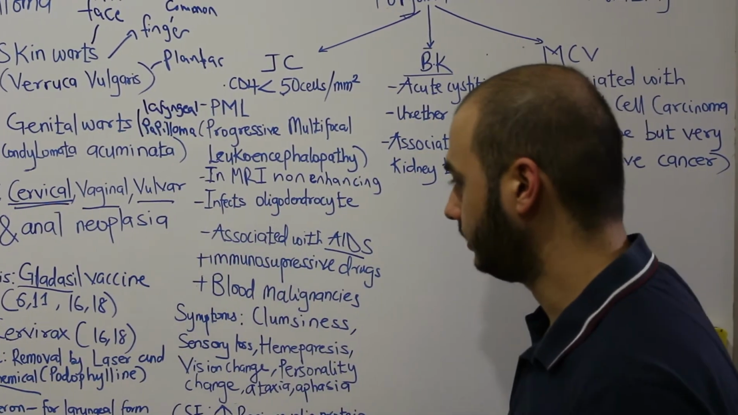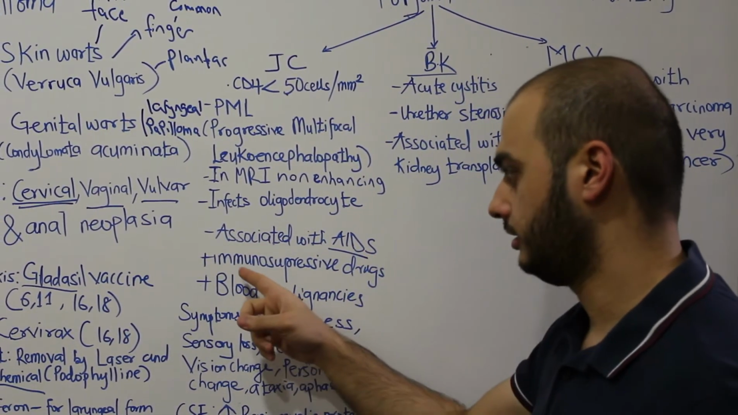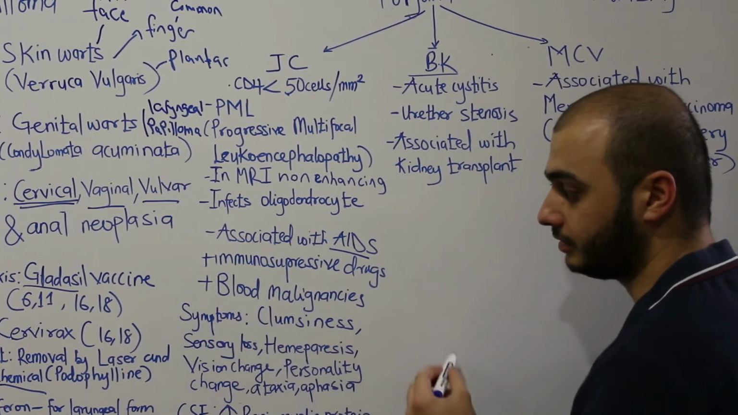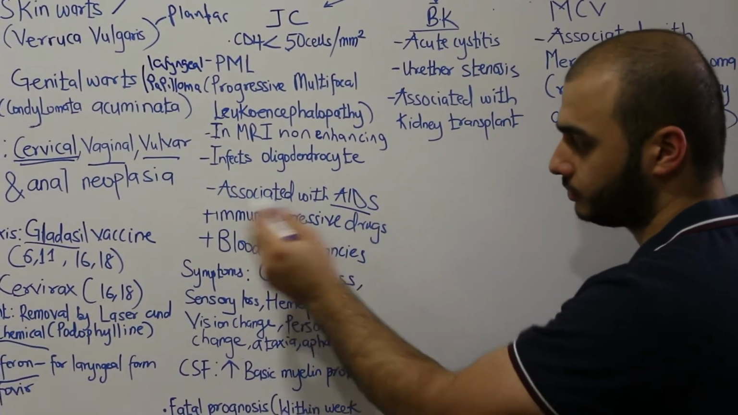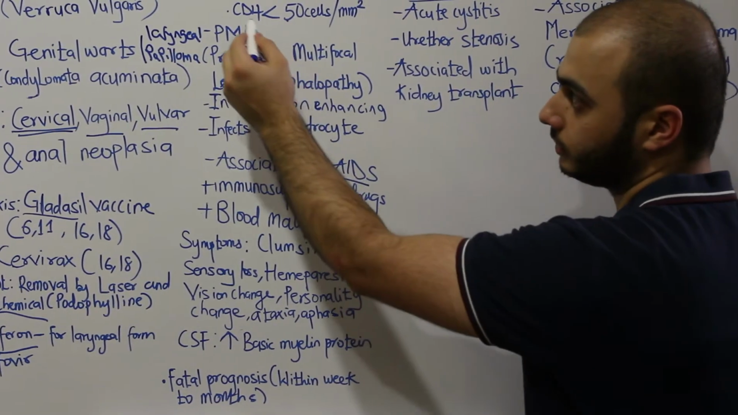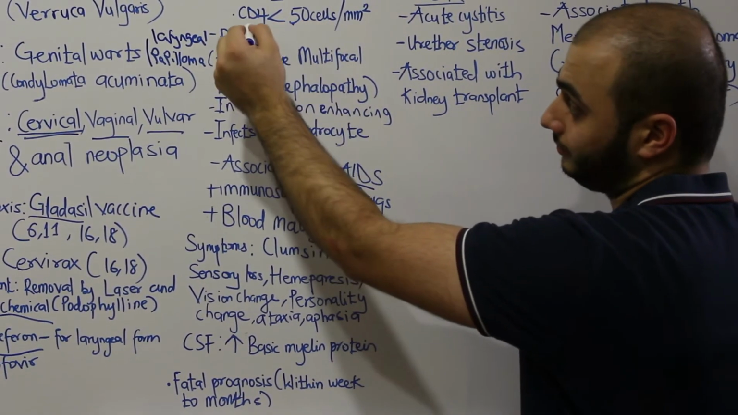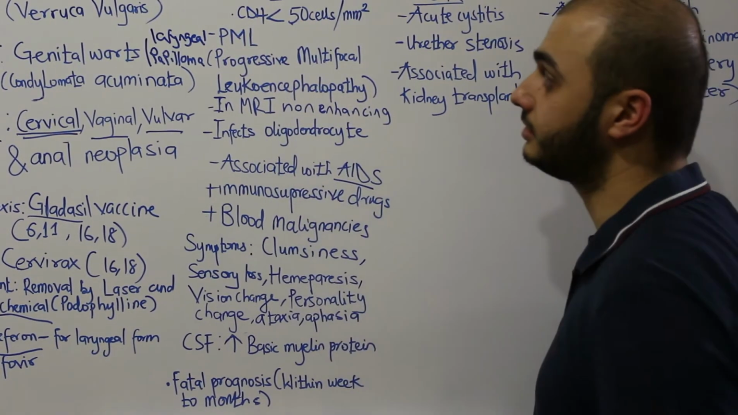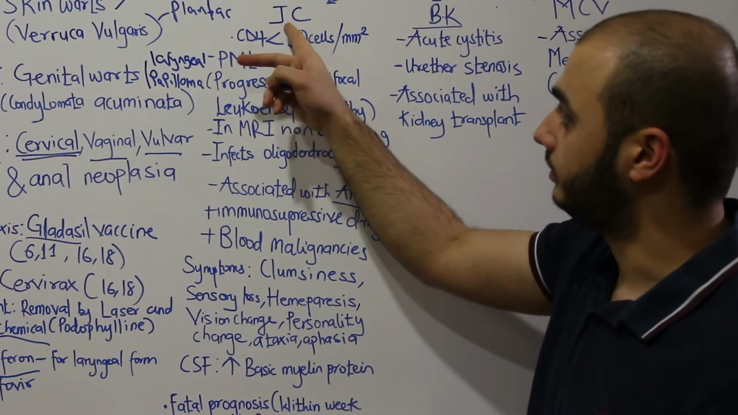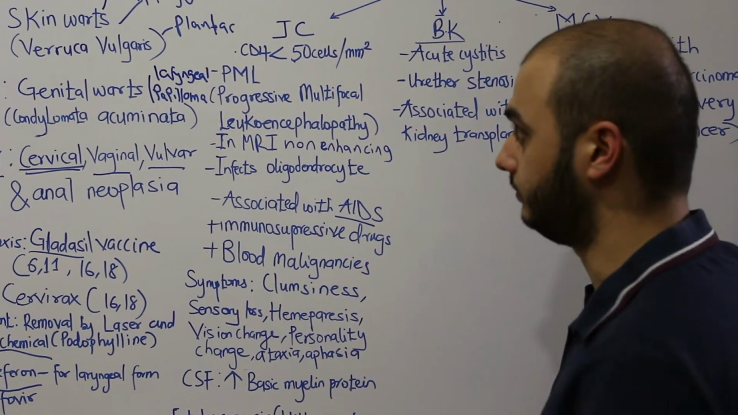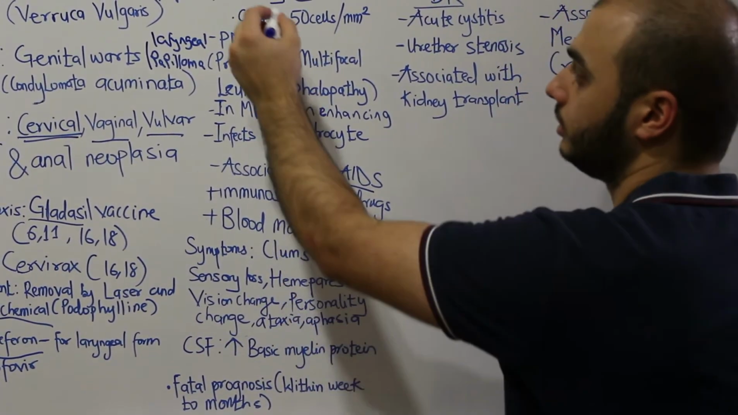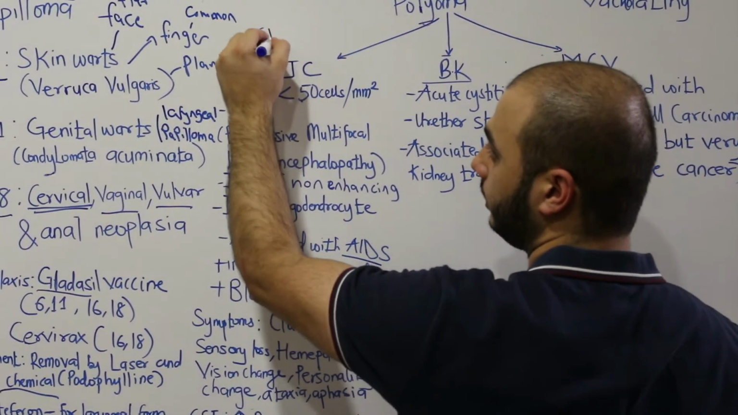This infection is associated with AIDS and immunosuppressive drugs, and blood malignancies. So AIDS, we know what is AIDS, yeah? CD4 count decreases. And when CD4 count decreases to less than 50 cells per millimeter squared, then JC appears or is reactivated. Then the lesion occurs rapidly. So what is the normal CD4 count?